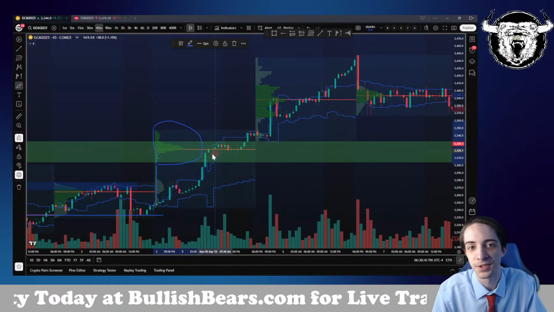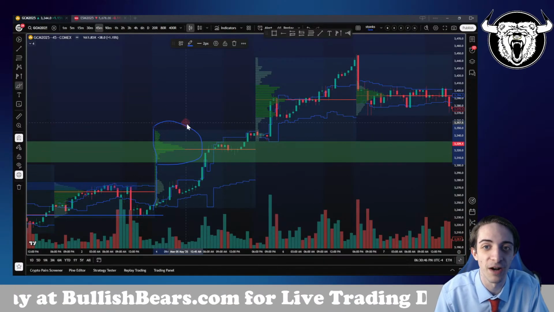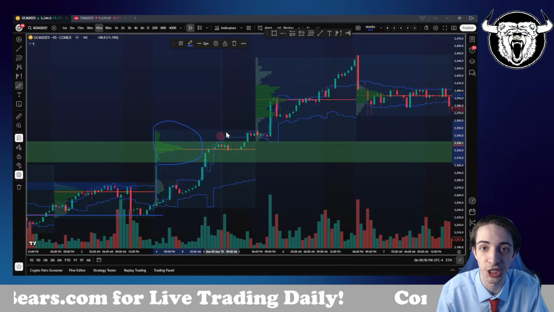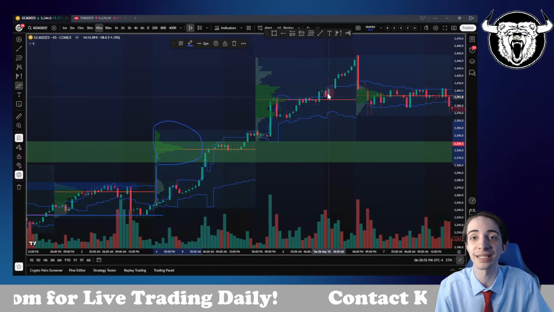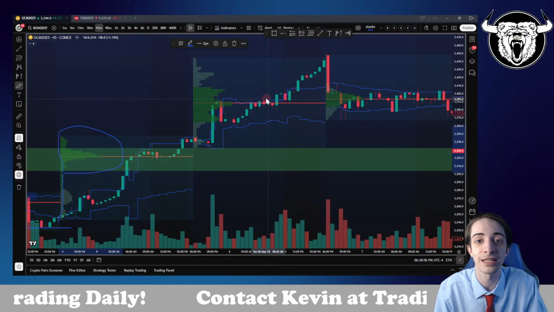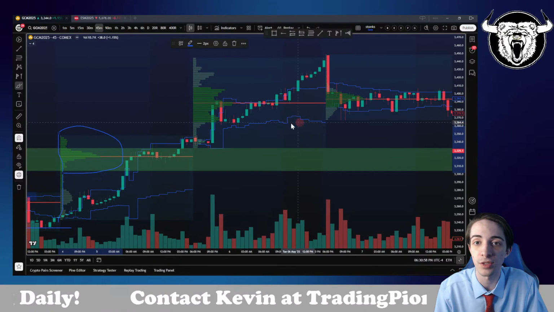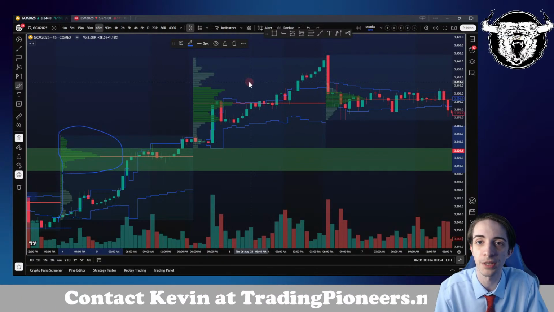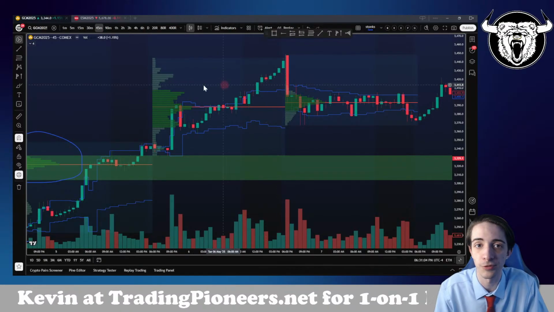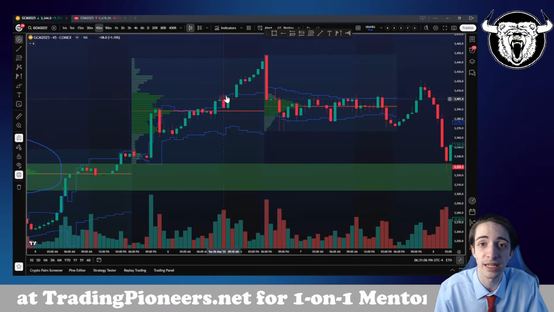Absolutely. So look, we have our P shape right here, volume to the upside, and we closed near the highs of that P shape, near the highs of the volume. So we look for continuation that next day, and that's exactly what we got. We got strong continuation. We opened above this whole day's entire range, and we ended up continuing. Now this trading day, check this out. This is now Tuesday. Tuesday we did have continuation.